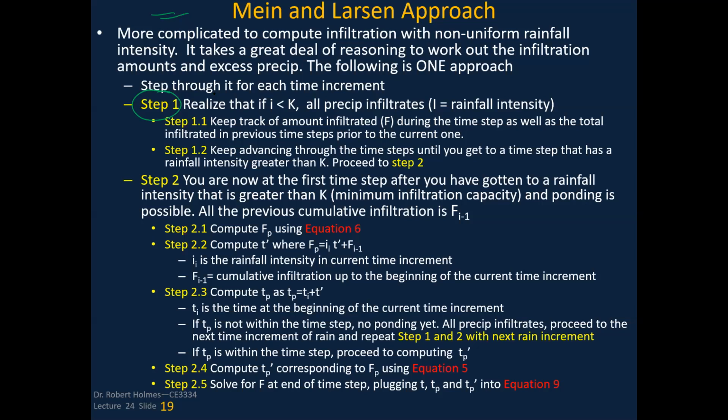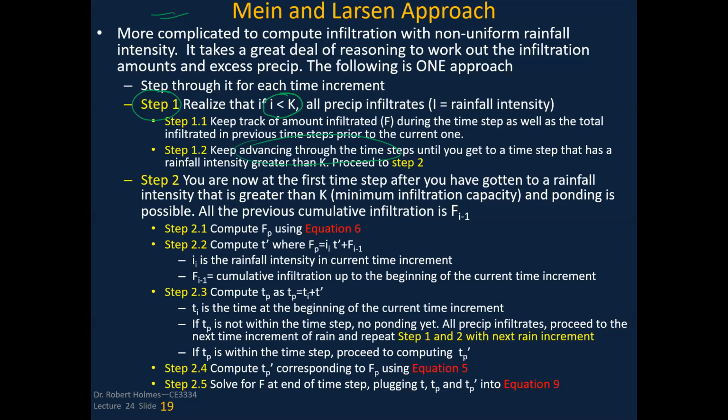The first thing in step 1 is if your intensity of the rainfall I is less than the hydraulic conductivity K of the soil, you're going to have 100% infiltration. None of it is going to run off because it's all going to go in the ground. And so we're going to keep track of that. So if you're in the first time increment and you've got I less than K, you're not going to have any runoff. It's all going to infiltrate, but I'm going to keep track of it. And then I'm going to keep advancing through my time steps until I get to the first increment of rainfall intensity that's greater than my hydraulic conductivity K.